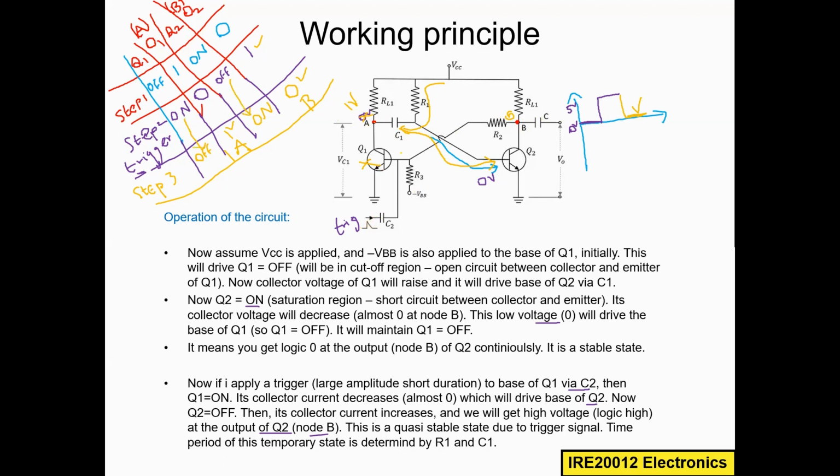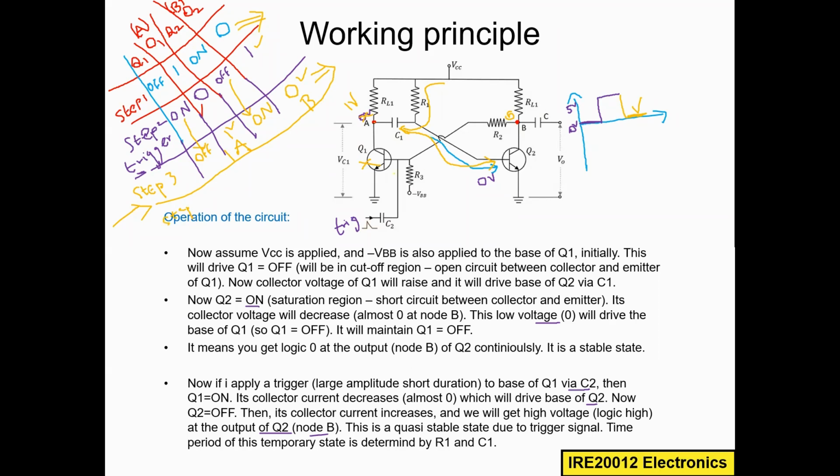Now this circuit will maintain this step 3 condition forever unless you give the trigger signal. This is step 3. It will maintain the stable state. If I want to change to the unstable state again, then I have to give the trigger signal. That is step 4. This is why we call this a monostable multivibrator.